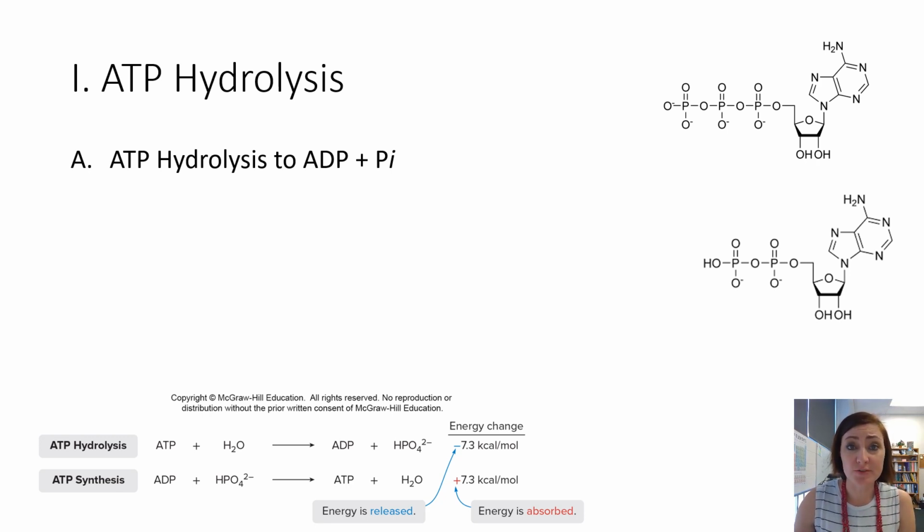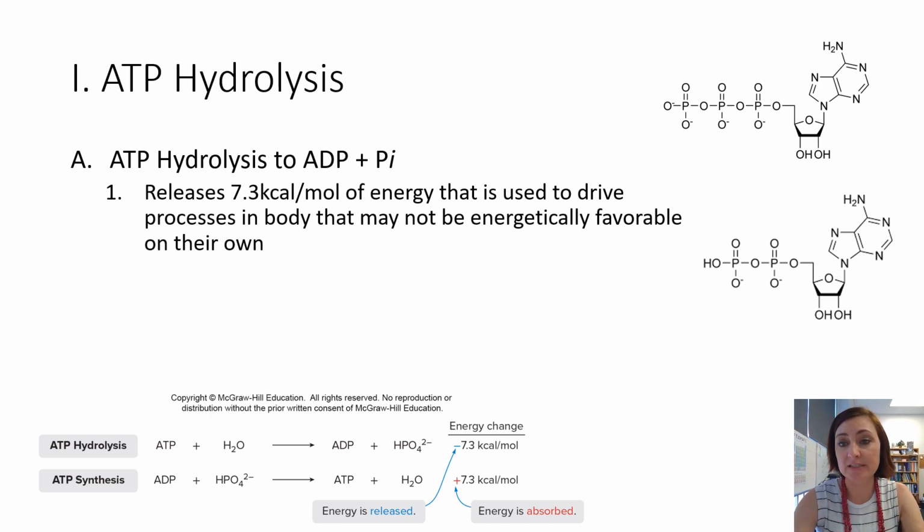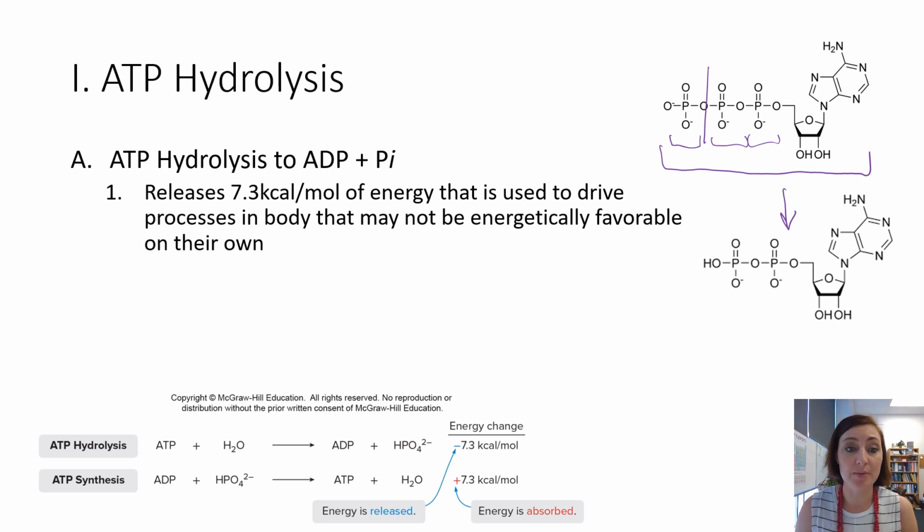ATP hydrolysis, remember that word, is using water to break ATP into ADP and inorganic phosphate. Here we can see a structure of ATP, with 1, 2, 3 phosphates. So this is how we store energy. When we cleave this phosphate bond to form ADP, which is right below, we're going to release 7.3 kilocalories of energy per mole.